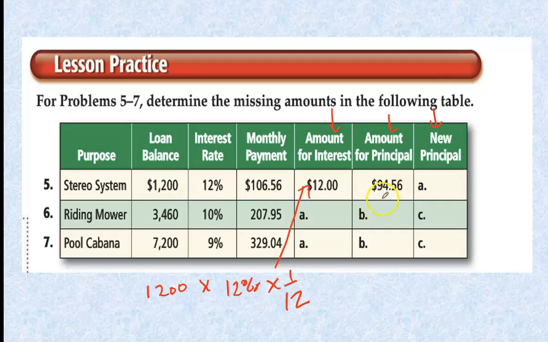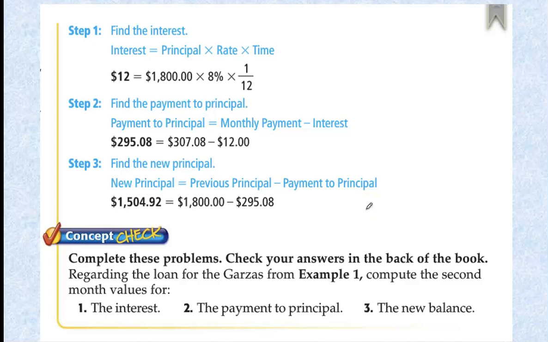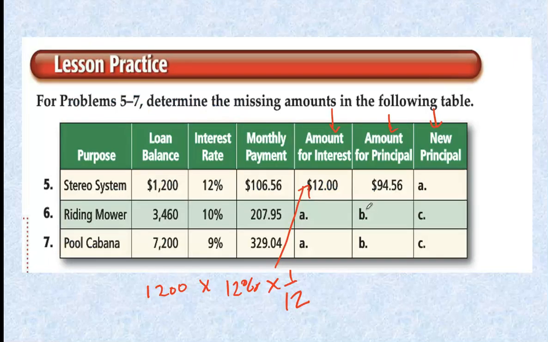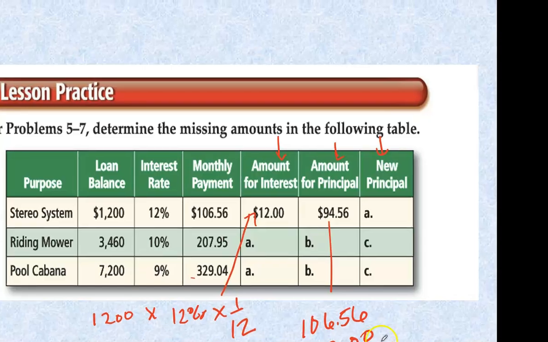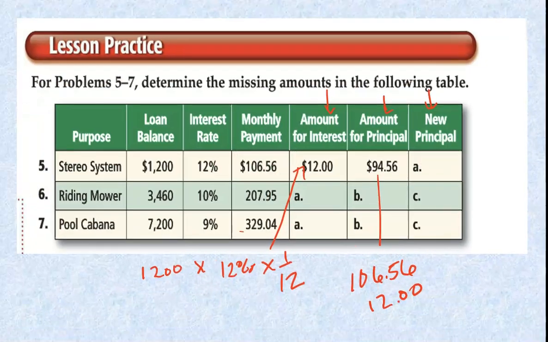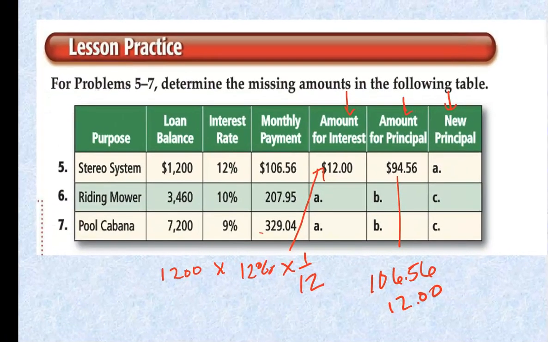Then for step number 2, you'd have to go back to your steps. You're finding the monthly payment, subtract the interest. So here's your monthly payment, $106.56, and they subtracted the $12 of interest. If you subtract that, you get $94.56.